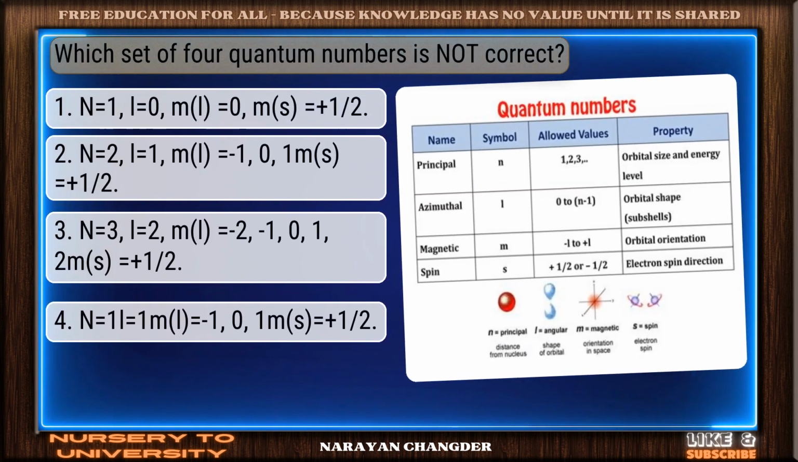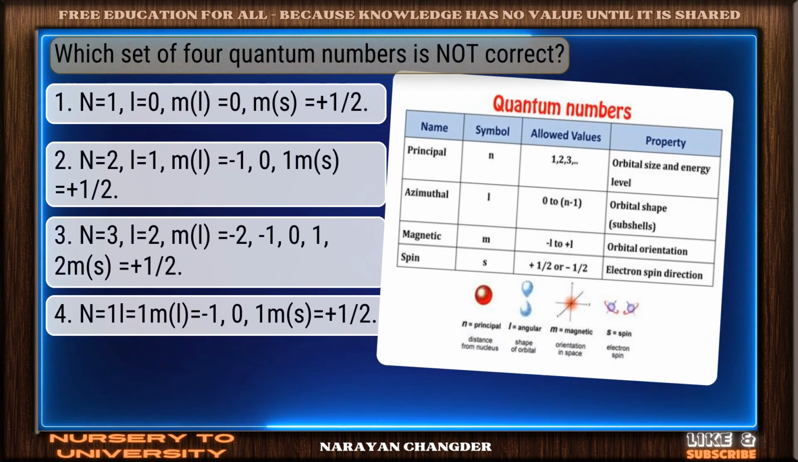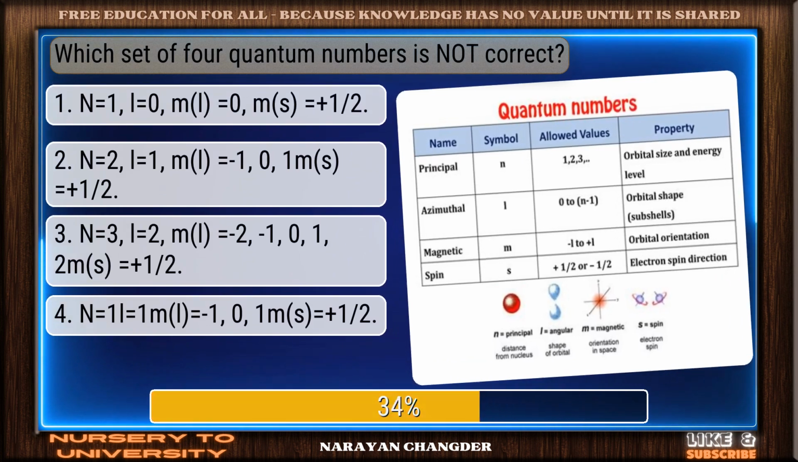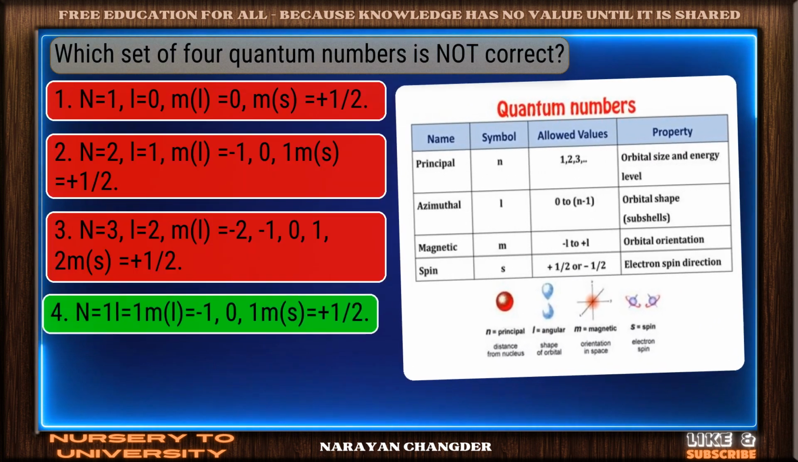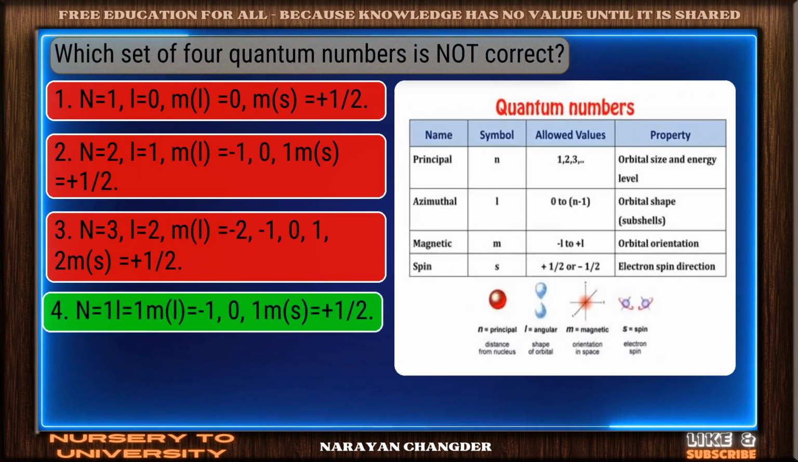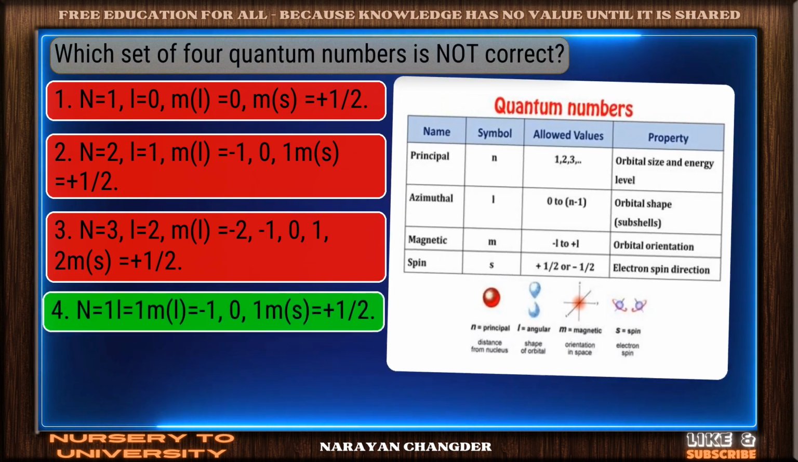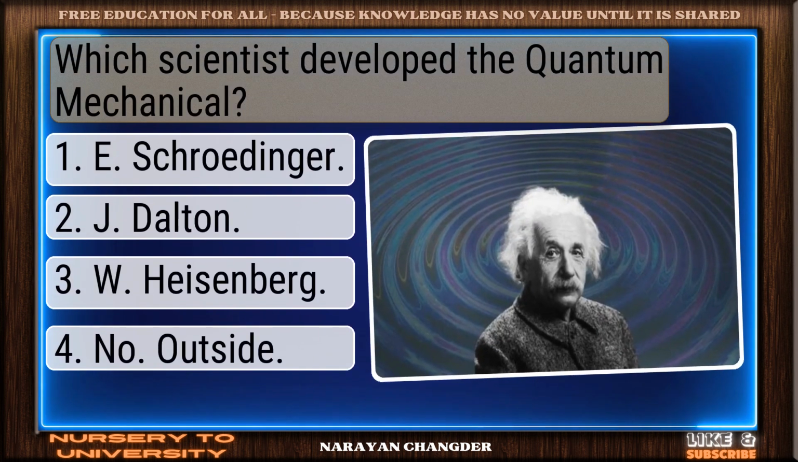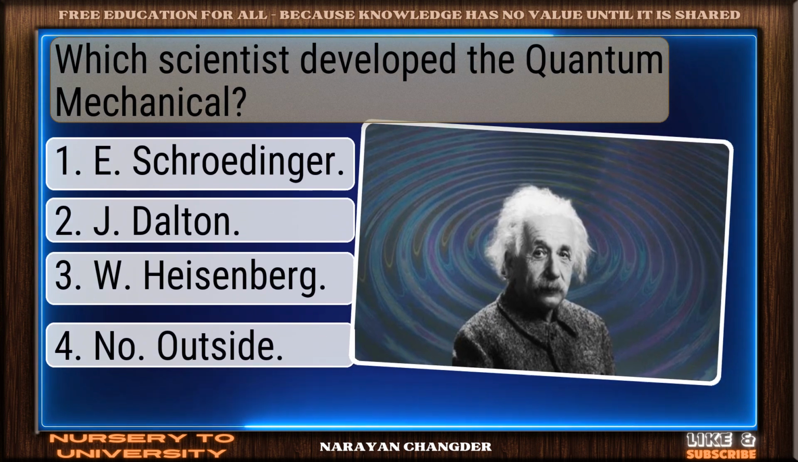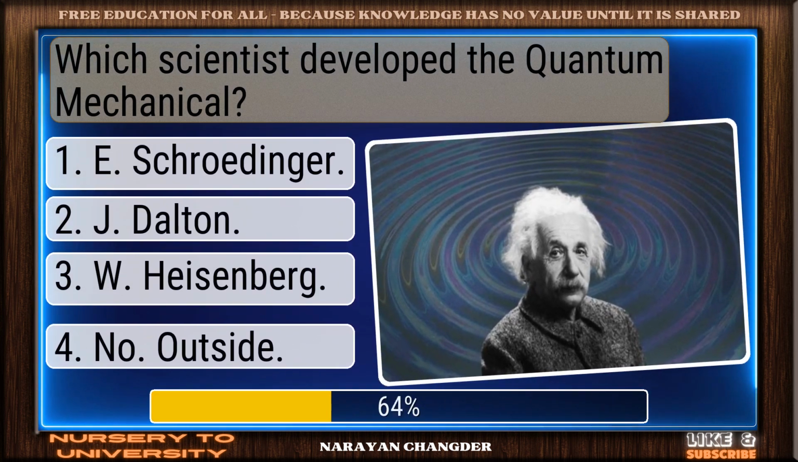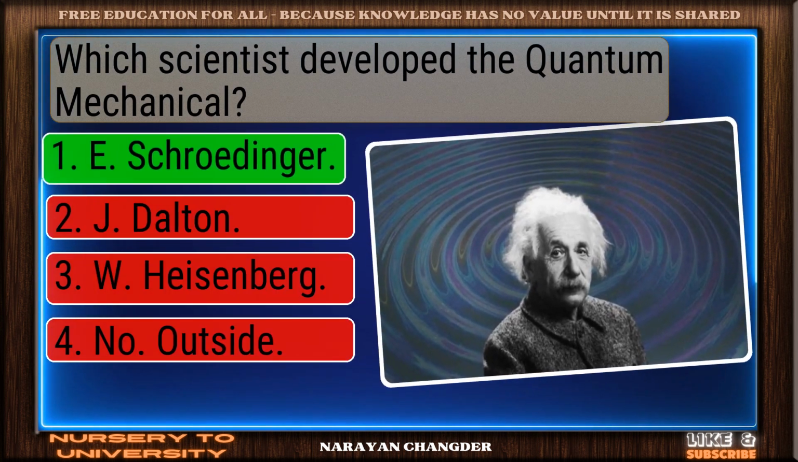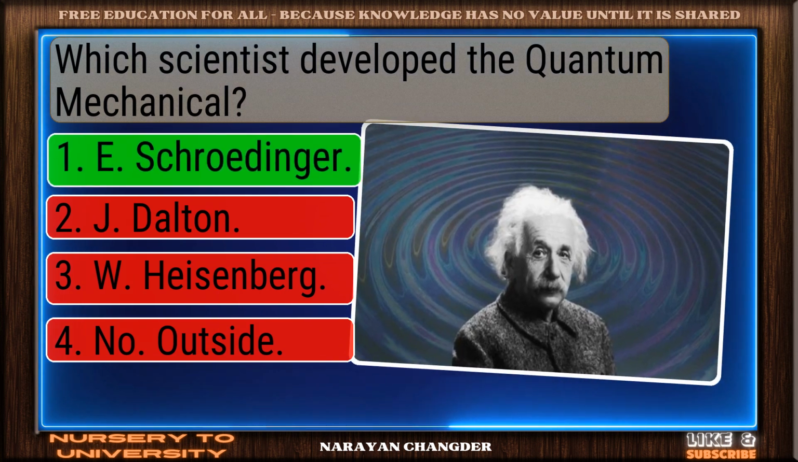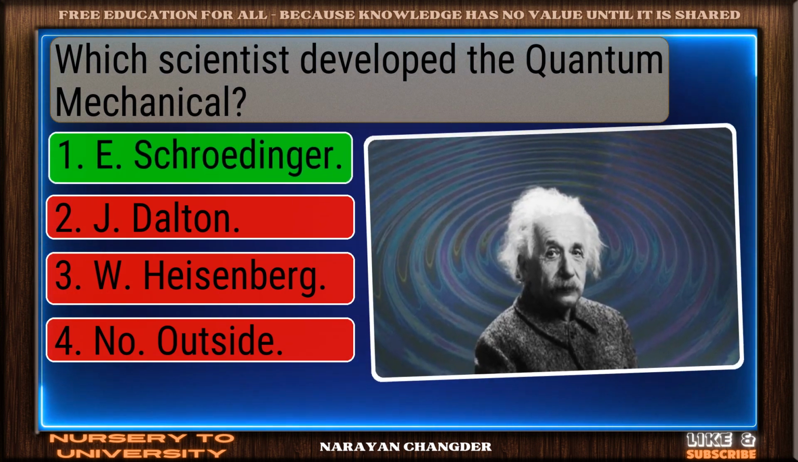Question number 19. Which set of 4 quantum numbers is not correct? Strong choice. n equal to 1, l equal to 1, m_l equal to 0, m_s equal to plus 1/2 is the right answer. Question number 20. Which scientist developed the quantum mechanical model? Perfect. E. Schrödinger is the correct choice.